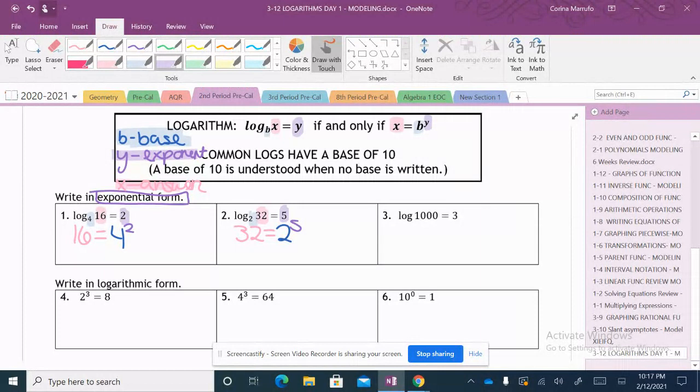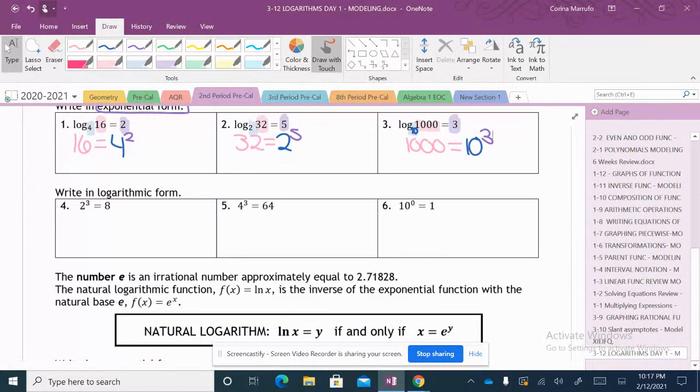All right, this next one, 1,000 is the answer, so I'm going to go ahead and write 1,000 equals. Now my log doesn't have a base. Whenever your log doesn't have a base, it is automatically understood. I know everything else is an invisible 1, but that's not the way it works for logs. It is actually an invisible 10. And then our exponent is this 3 right here. So my exponent is 3. And that's it.